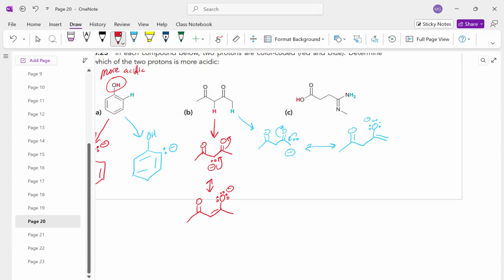Well, let's go back to the red one. I can do this. Move this here to make a double bond. Move that pi bond over there and move this up. And now the charge is on a third atom. I can't do that on the blue pathway. There's nowhere else that negative charge can go.